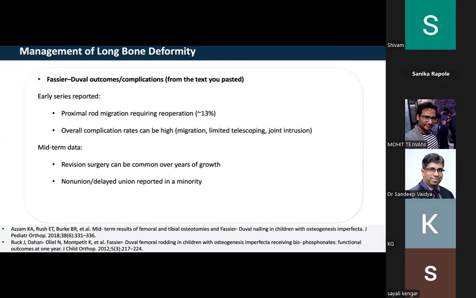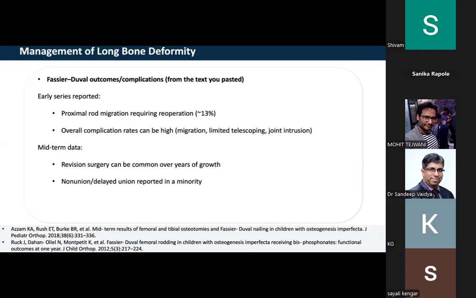So we need to really counsel and talk to the families and explain to them that all of these issues with the growing rods can occur. This is a long term pathway, and it is not like we've done it once and the surgery is done. We have to counsel them that this is a gateway, and we have to keep them under constant follow up, and maybe they will need multiple procedures later also.